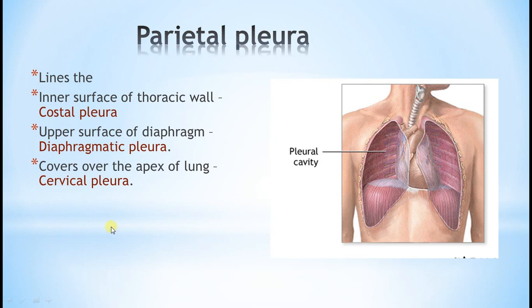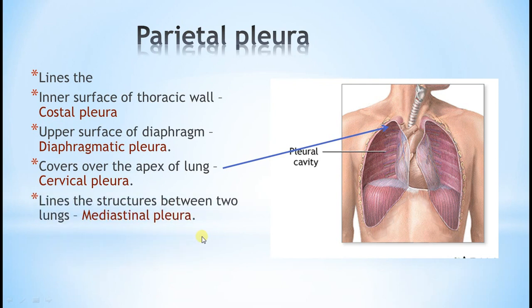Cervical means neck. Because it is covering the apex of the lung, which is projecting into the neck region, naturally the pleura covering that is also called the cervical pleura. This part of the pleura is called the cervical pleura.